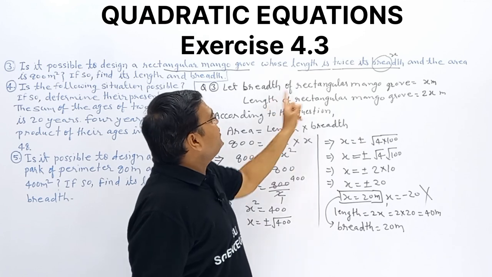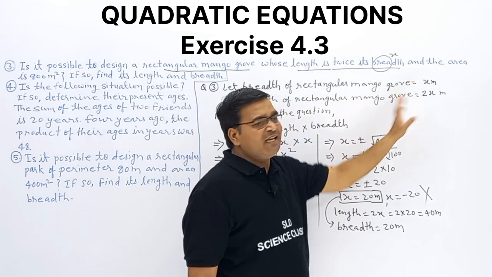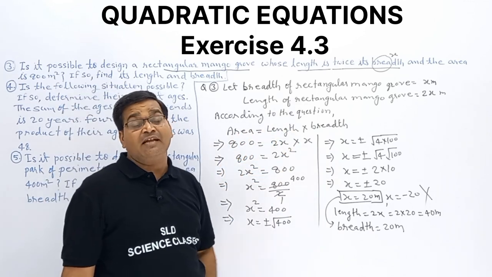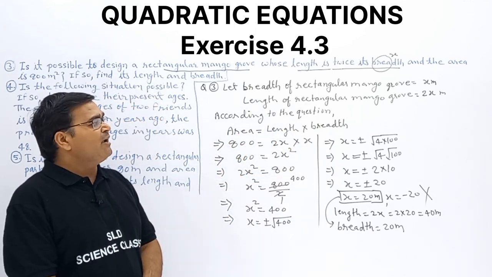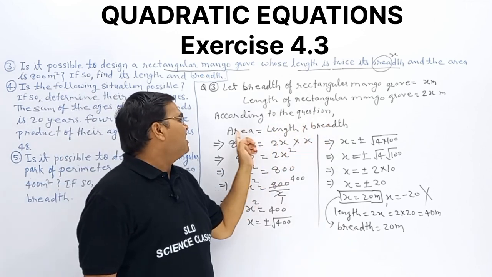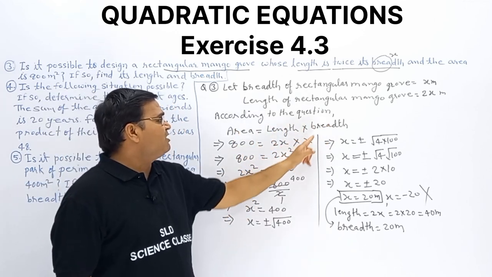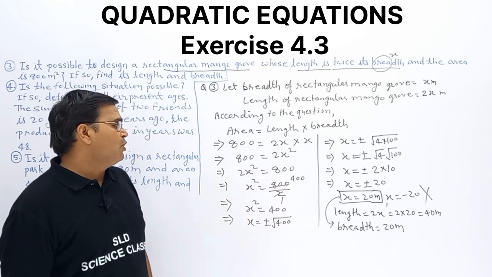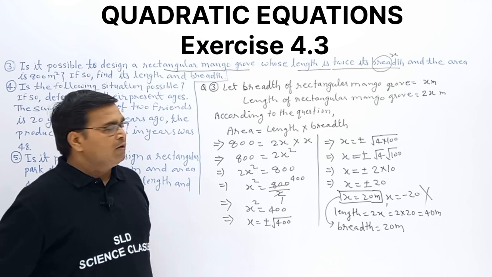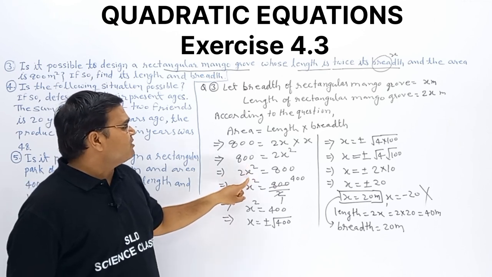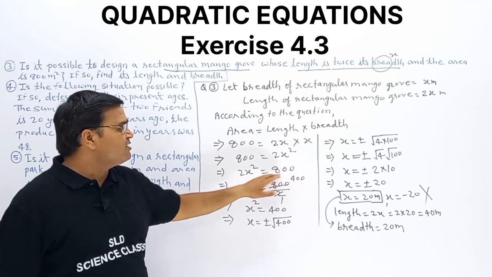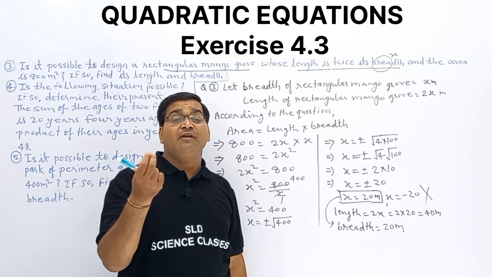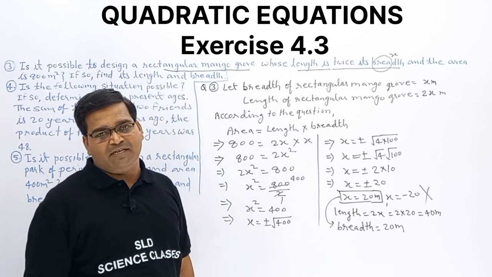Clear? Then length will be what? 2 times of breadth. 2 into x. Clear? As per question, area is given. Area is what? Length into breadth. Area of a rectangular mango grove will be length into breadth. Area is 800. Length is 2x. Breadth is this one. So what we are getting? We are having this one equation: 2x square minus 800 equal to 0. This is a quadratic equation. And by solving we are getting the value x having two values, plus 20 and minus 20.